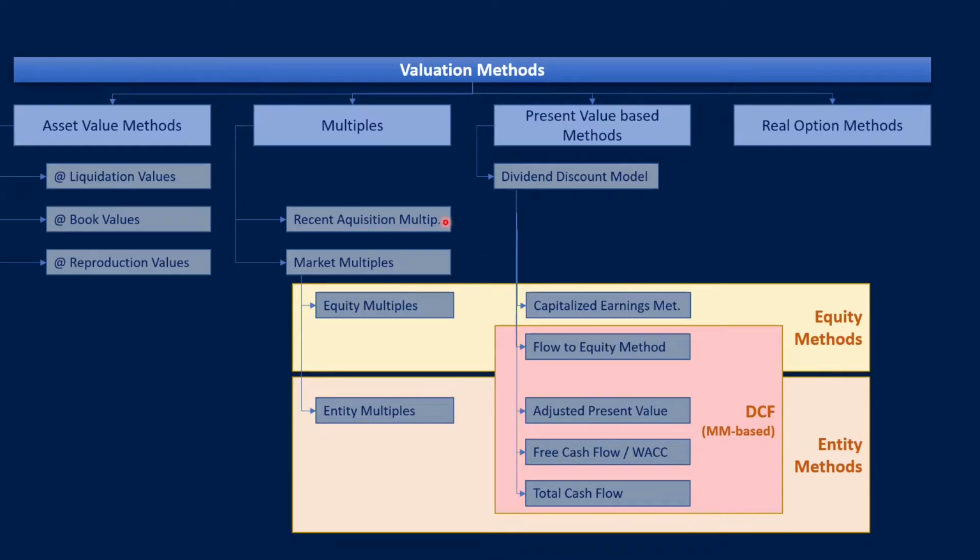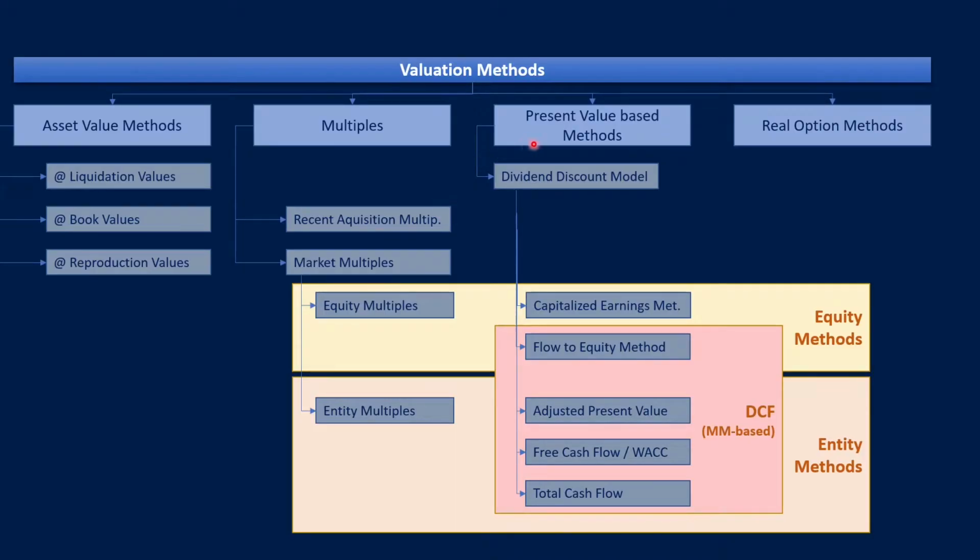The recent acquisition method, or recent acquisition multiples, are used if there is no market price available. So you need some recent acquisitions that have been performed. You know the price of those acquisitions, and then you can apply the recent acquisition multiples.